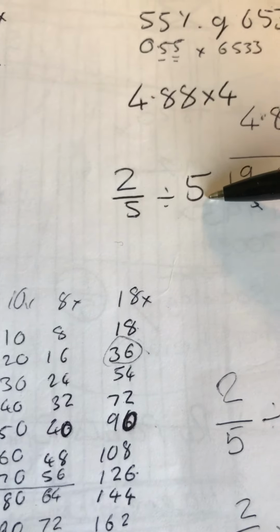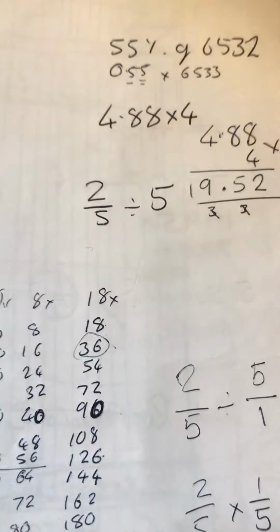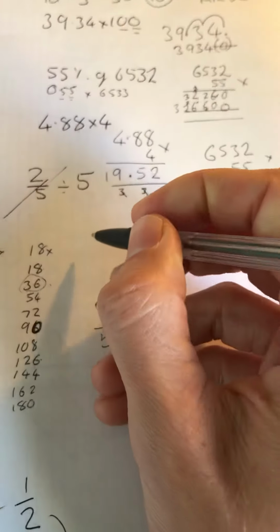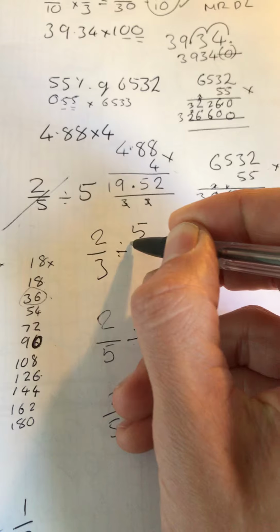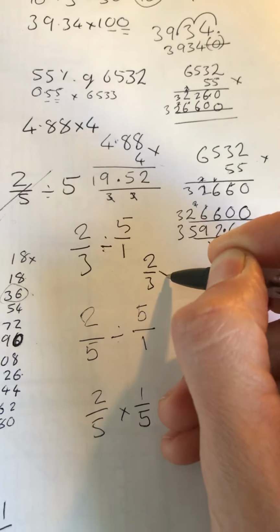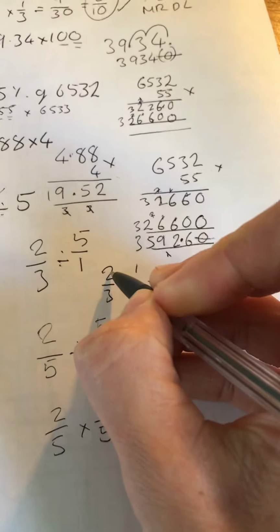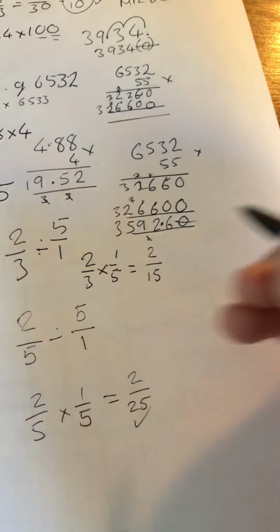And our last question was 2... Oh, it's a good job I'm doing it again because I've done it as if it's 2/5 divided by 5. It is not. It is 2/3 divided by 5. It's got a whole number, put it over 1. Then I'm going to flip the second fraction, 2/3 times 1/5. And then I can times across. 2 times 1 is 2. 5 times 3 is 15 to get a final answer of 2/15.